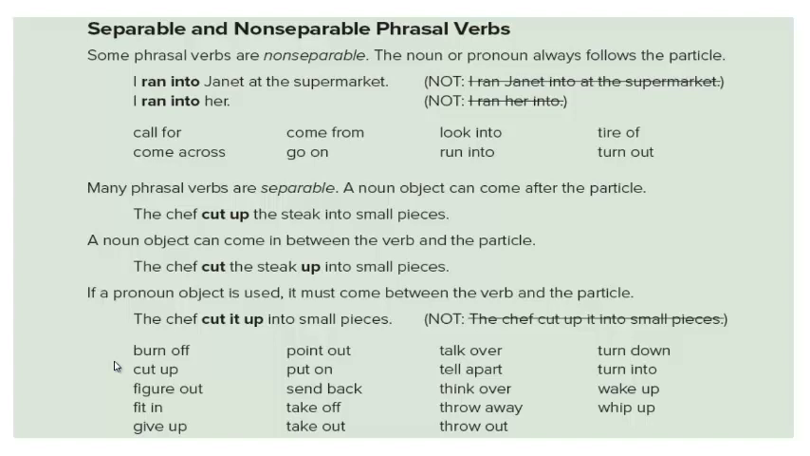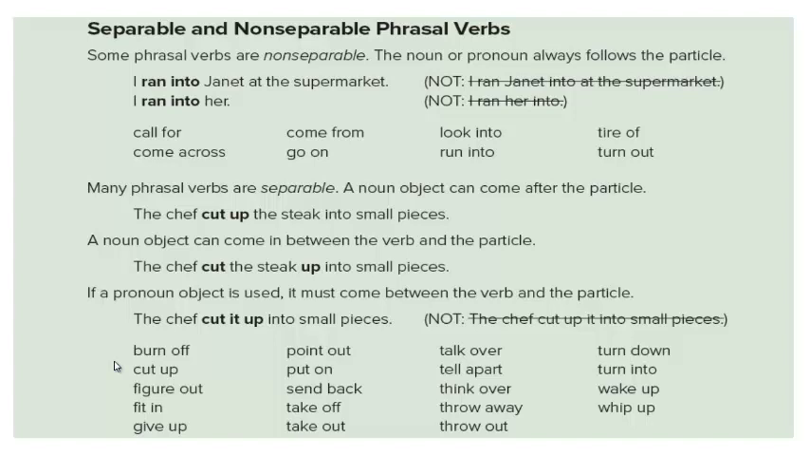In much the same way, call for, come across, come from, go on, and so on. These phrasal verbs are non-separable. We cannot separate the verb from the particle by the object. The object, whether it is a noun or a pronoun, comes at the end.